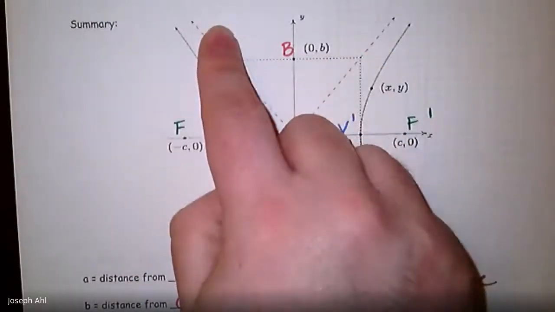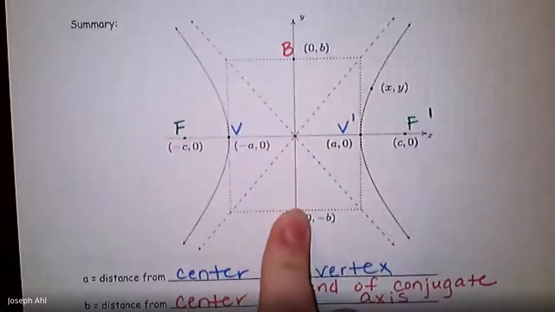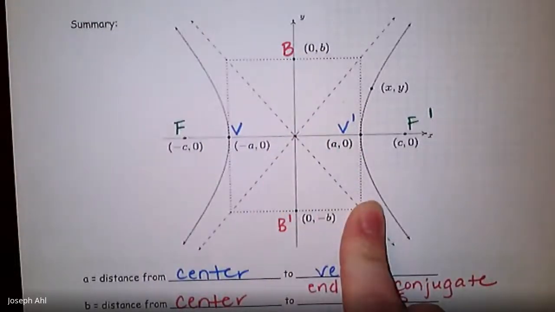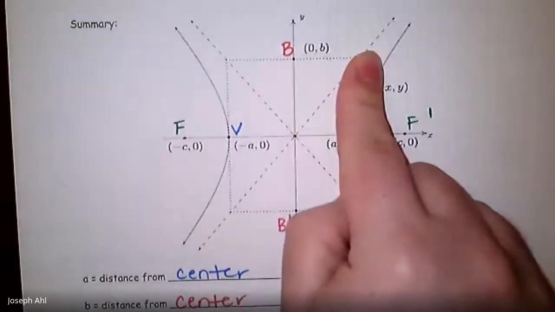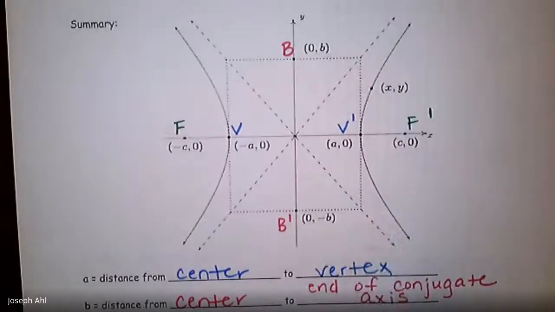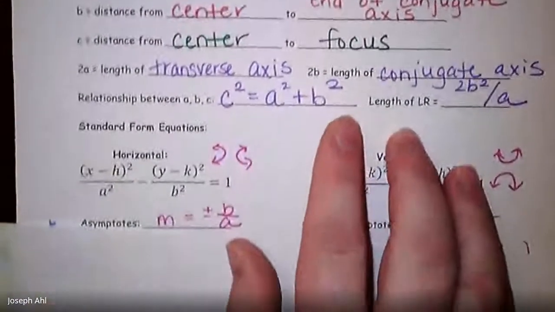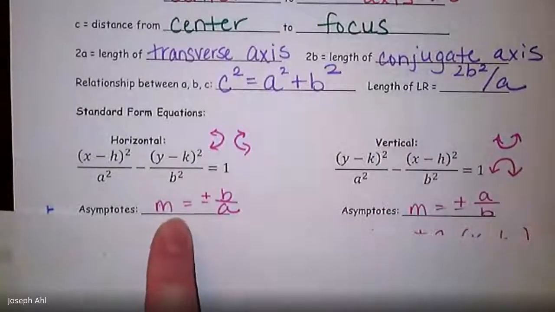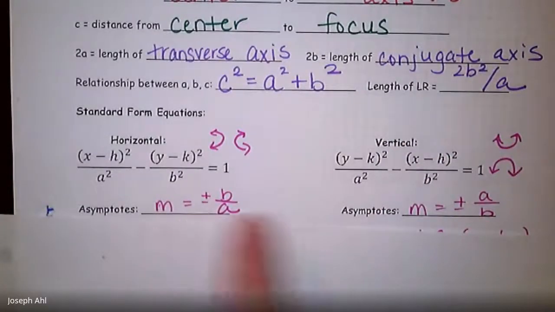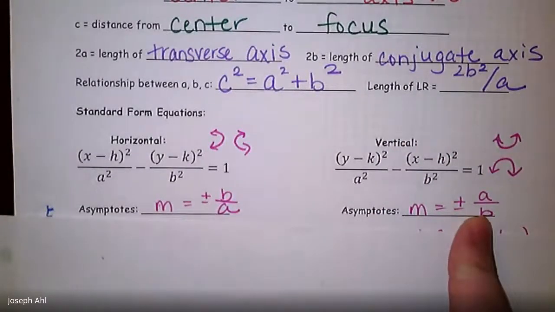Oh, and by the way, this line over here has a slope of down B over A. So one has a positive B over A slope, the other has the negative B over A slope, which is why we have that as the slopes of those asymptotes. If it was a vertical hyperbola, it would just be the reciprocal of that, up A and over B.